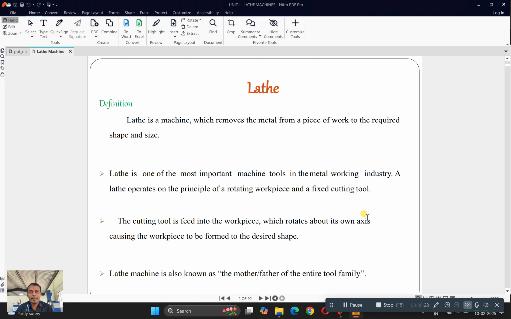Okay, what is meant by a lathe? A lathe is a machine which is used for removing metal from the workpiece. Actually, a lathe works on removal of material for generating a particular workpiece or product.